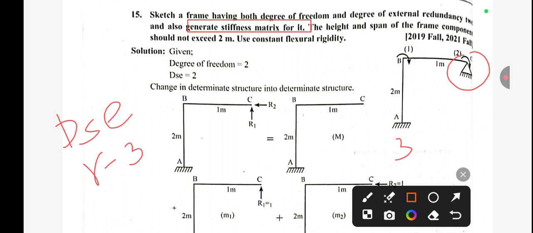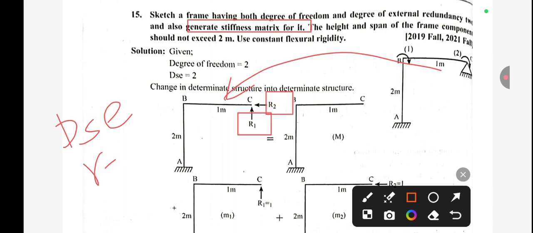So at the very first, let us take this frame, make this frame again here, okay. So we have two DSE, it means we have to apply this R1 and this R2 as redundant forces at point C of this frame, okay. So this is our primary structure, okay. And we are applying R1 and R2 as redundants.